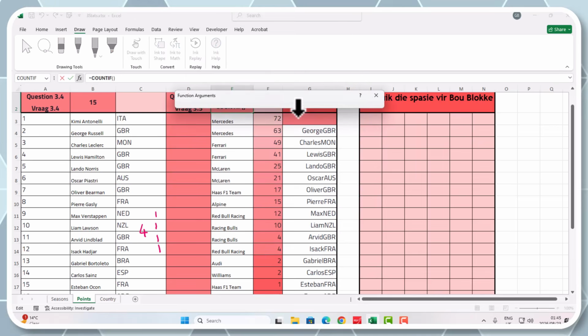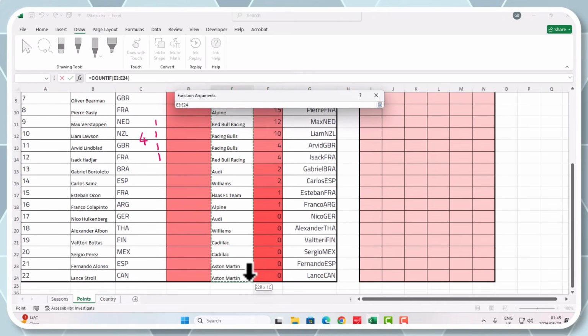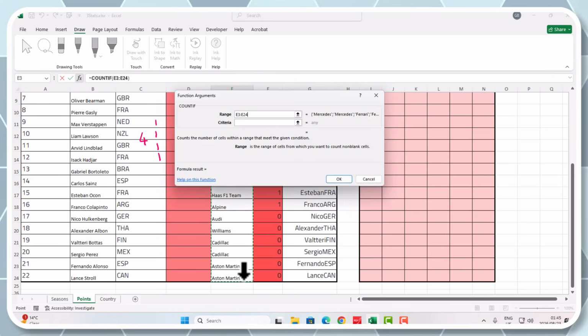We set our range and our range is from the top and we end there. So it's E3 to E24. Nothing complicated there. Right, let's push enter. Now my criteria is what is important. And the criteria in this case is going to be, let's open our inverted comma.